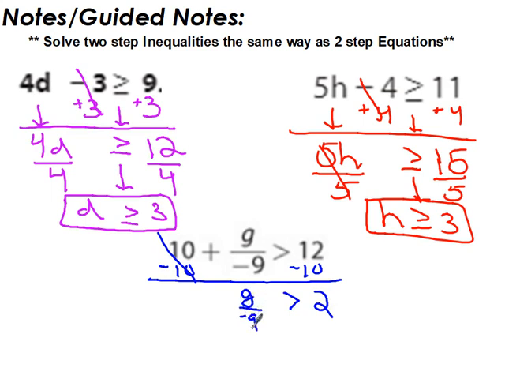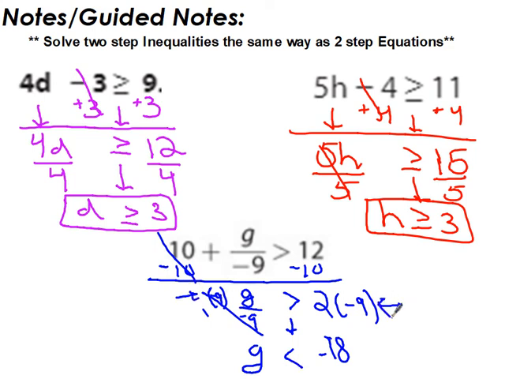Now, because this is division, the opposite of division is multiplication, so I'm going to multiply both sides by negative 9. Those cancel, and I've got my variable by itself. I have g and I have negative 18. This is a scenario where we flip the sign, because I did multiply both sides by a negative number. That's when we flip it. So I flipped it, and now I have g is less than negative 18, because a positive times a negative is negative.